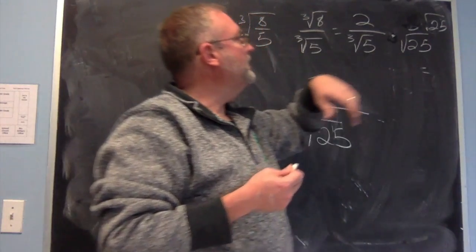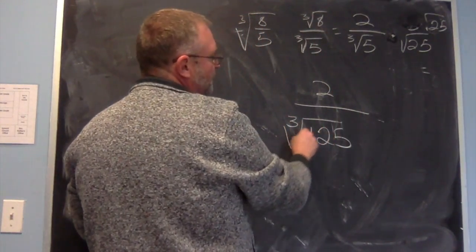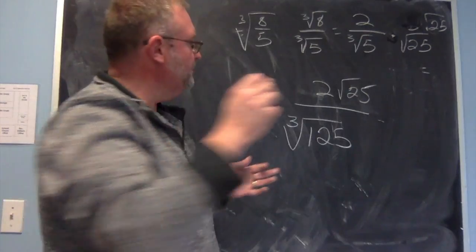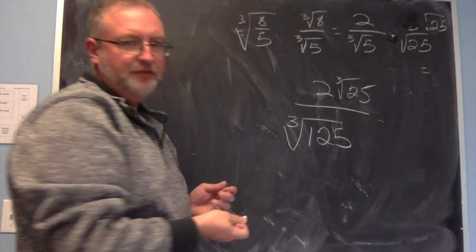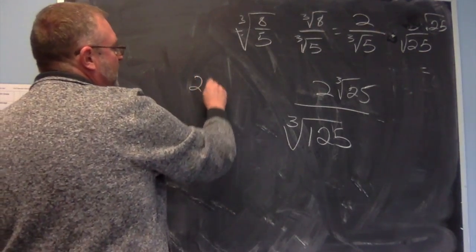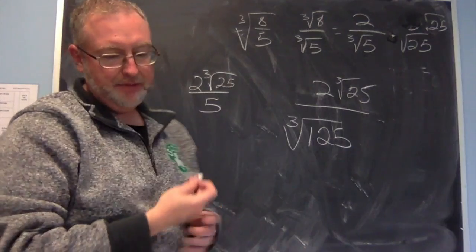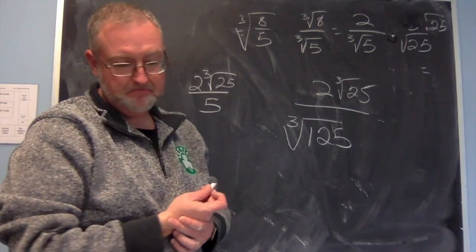There you go. So when I do this now, I have the cubed root of 125 times 2 times the root of 25. And then what is the cubed root of 125? We know it to be 5, 5 times 5 times 5. So now I have 2 times the cubed root of 25 over 5, and now I'm done. That's my answer.